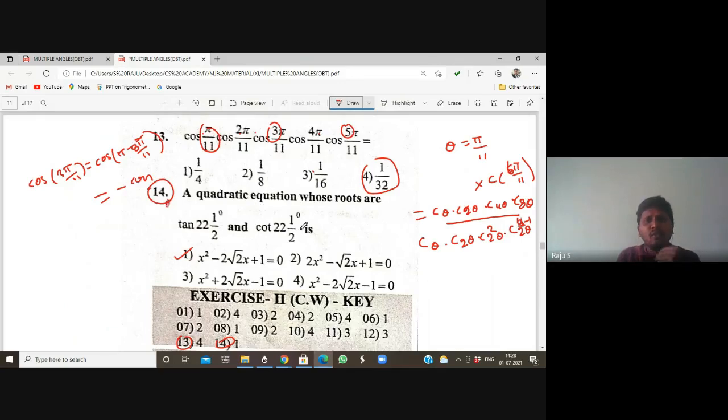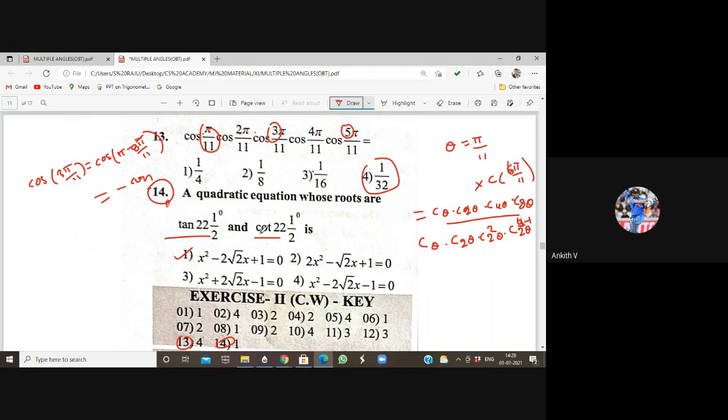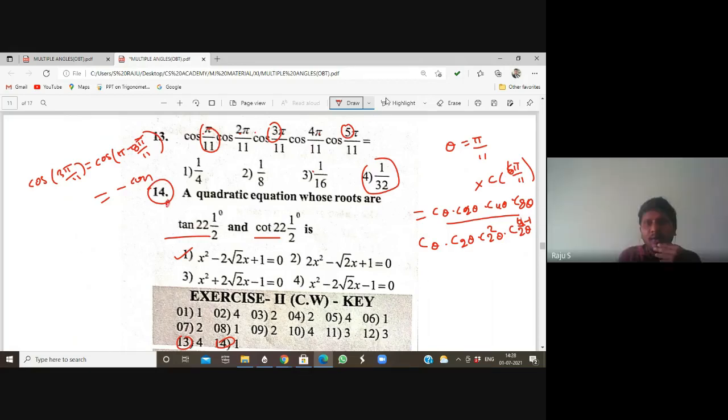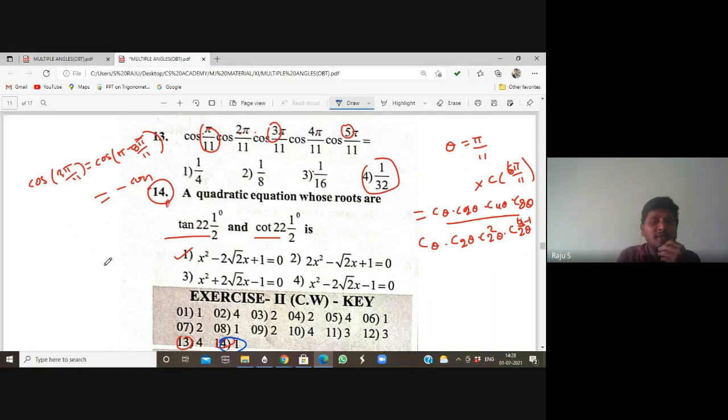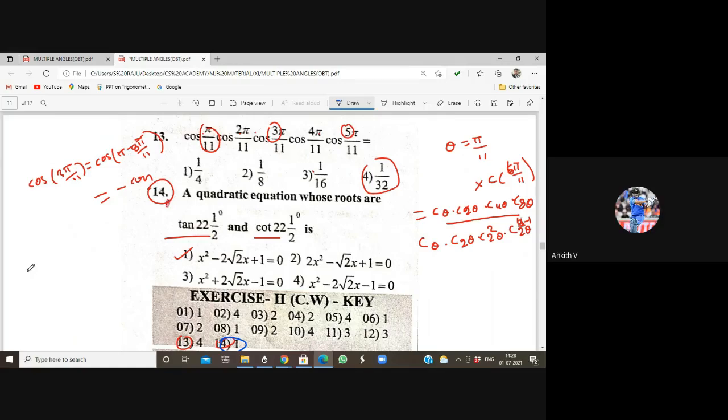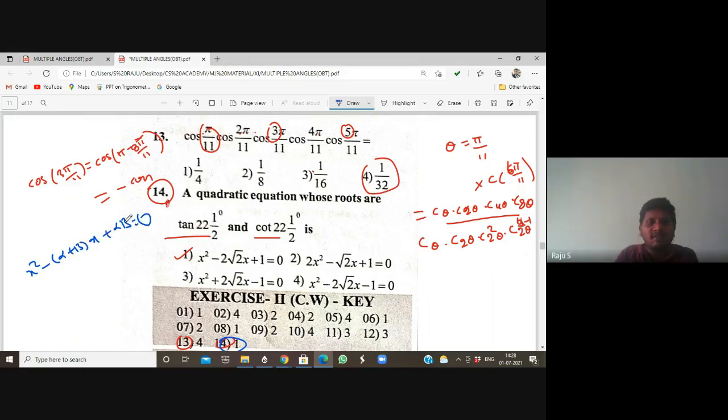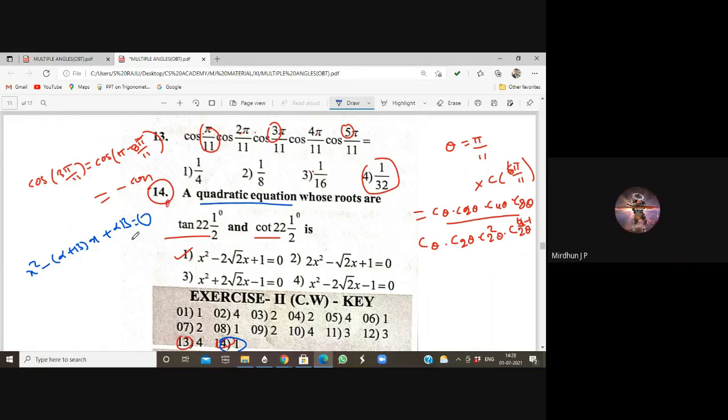Right, next question number 14. A quadratic equation whose roots are tan 22. Alpha into beta is 1, sir, so C by A is 1. Let's see, can anyone say that directly? Your answer is option 1, sir. How can you say option one? Sir, when we see C by A is 1. When roots are given, this is the quadratic equation. Tan is positive in the first quadrant, sir, so if we multiply, a positive one only will come, sir.